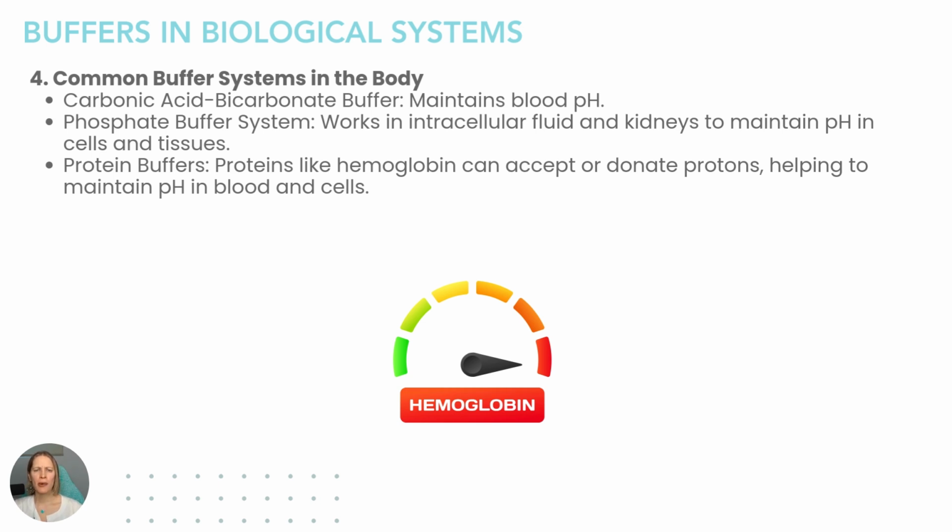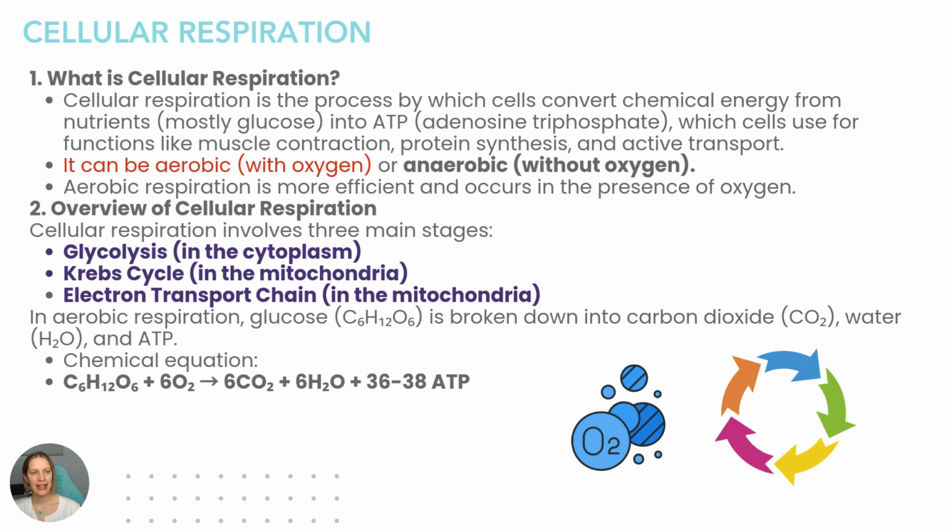Now, common buffer systems are the carbonic acid bicarbonate buffer, which maintains blood pH, and the phosphate buffer system, which works in the intracellular fluid and kidneys to maintain pH in cells and tissues. Kidneys are so important. And then protein buffers are proteins like hemoglobin that can accept or donate protons, helping to always be maintaining that pH in the blood and the cells.